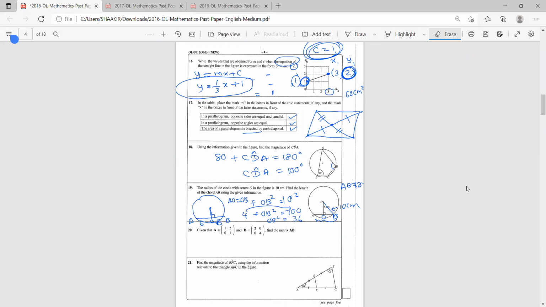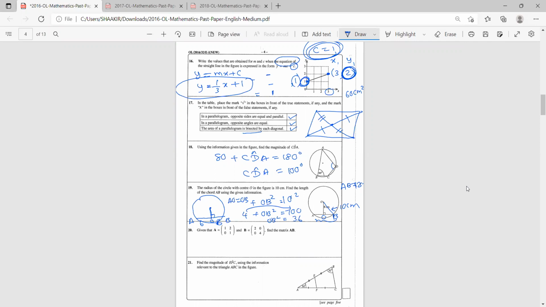So now let's go to the 20th question. The 20th question is the matrix, the multiplication of the matrix. In the multiplication of the matrix, children, you should always know, you have to multiply the row by the column. Row multiply by column. That is the format to do.